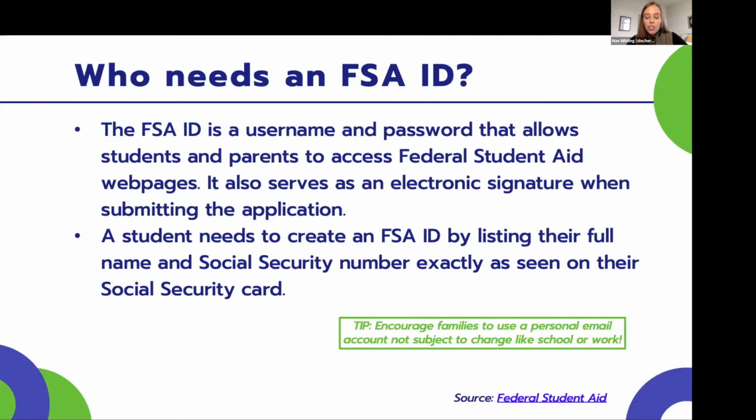A student will need to create an FSA ID by listing their full name and their Social Security number exactly as it is seen on their Social Security card. So they're going to need to reference that card while they're creating their FSA ID. And as they create it, they'll have an opportunity to include their phone number and their email address. It's really important that students use a personal email address and not a school email or a work email that is subject to change. It's also really important that students have their own personal email address that is completely separate from their parents.